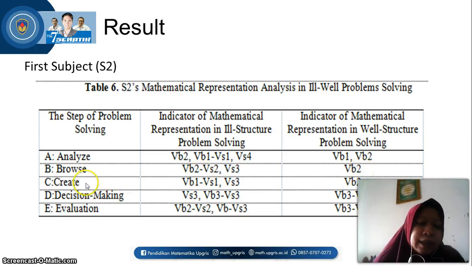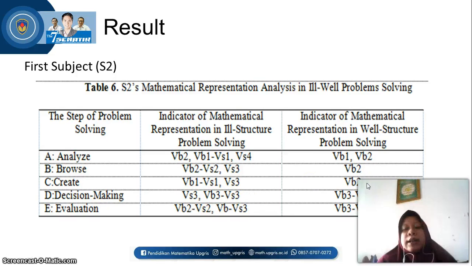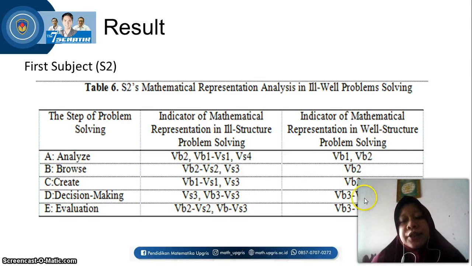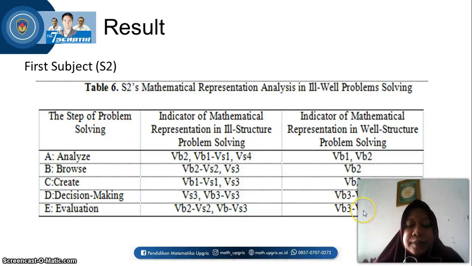For create, decision making and evaluation, in the ill-structured problem, he showed indicators of visual and verbal or visual. But in the well-structured problem, he only showed verbal, and in decision making he showed verbal to visual, and in evaluation verbal to visual.